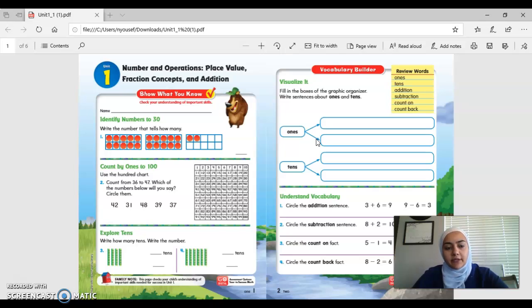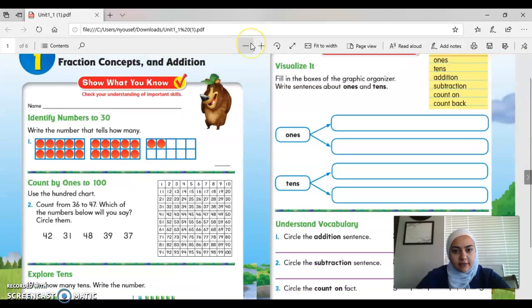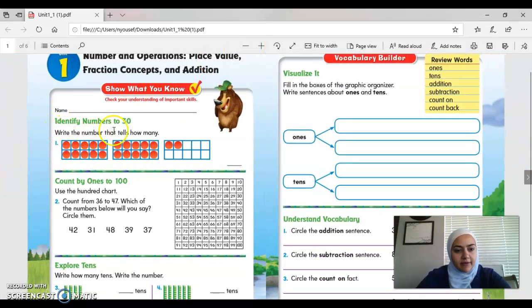Okay, so this one, go ahead and ask your students to take it out. Unit 1, we're going over numbers and operations, place value, fraction concepts, and addition. Okay, so let's start here with where this number 1 is. It says write, oops, let me zoom out. Okay, it says write the number that tells how many.